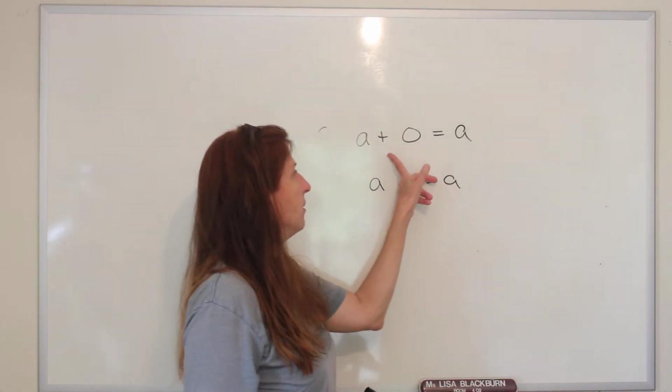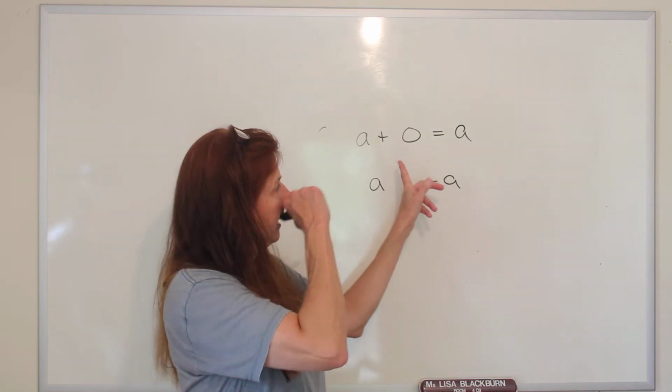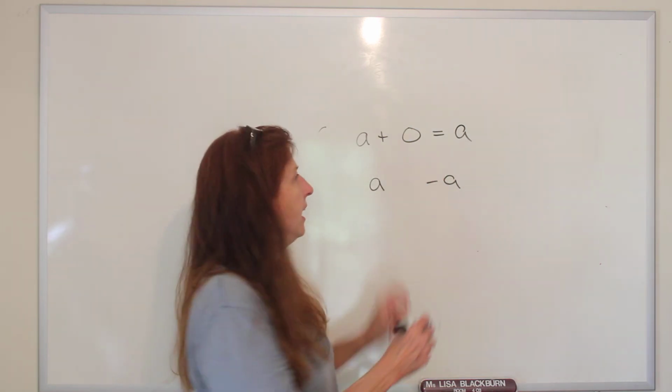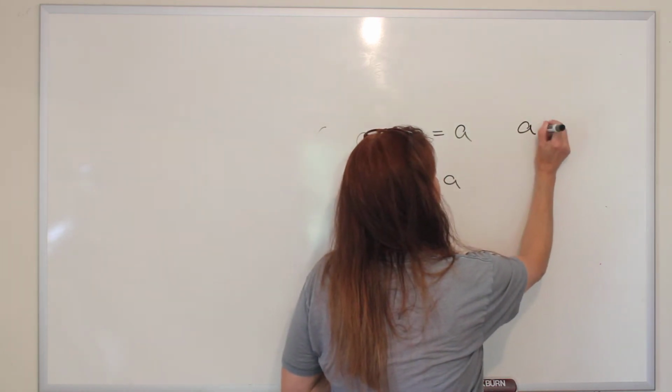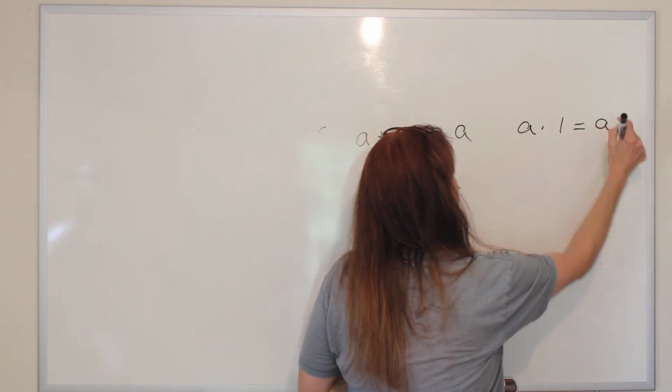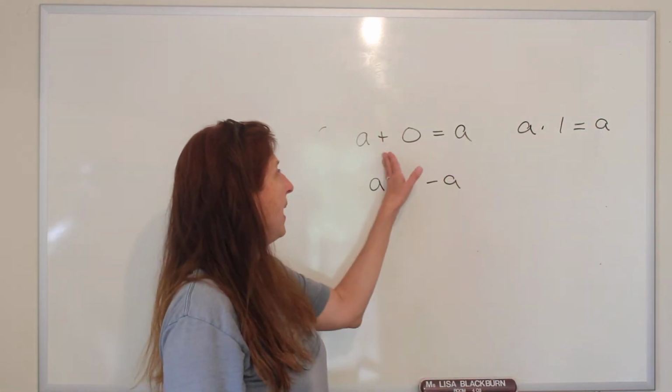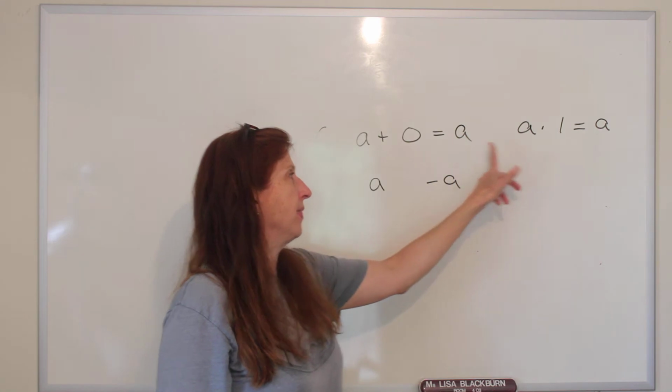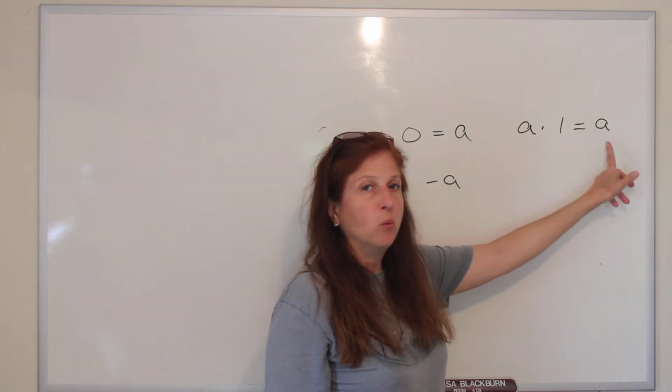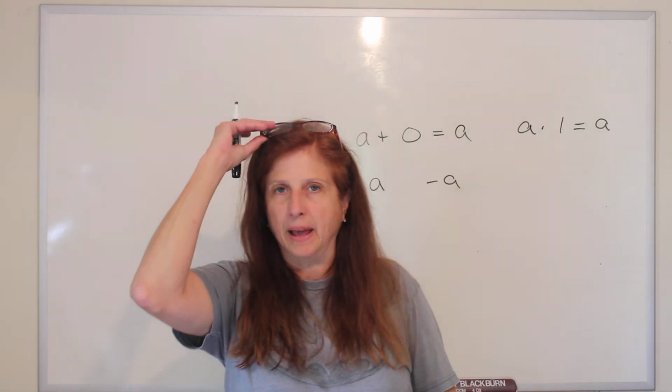Now there's also an identity property of multiplication, and that's if you multiply anything times 1, you get that thing. So with adding, you add 0, you get that thing. But if you multiply anything by 1, you get it back. Okay?